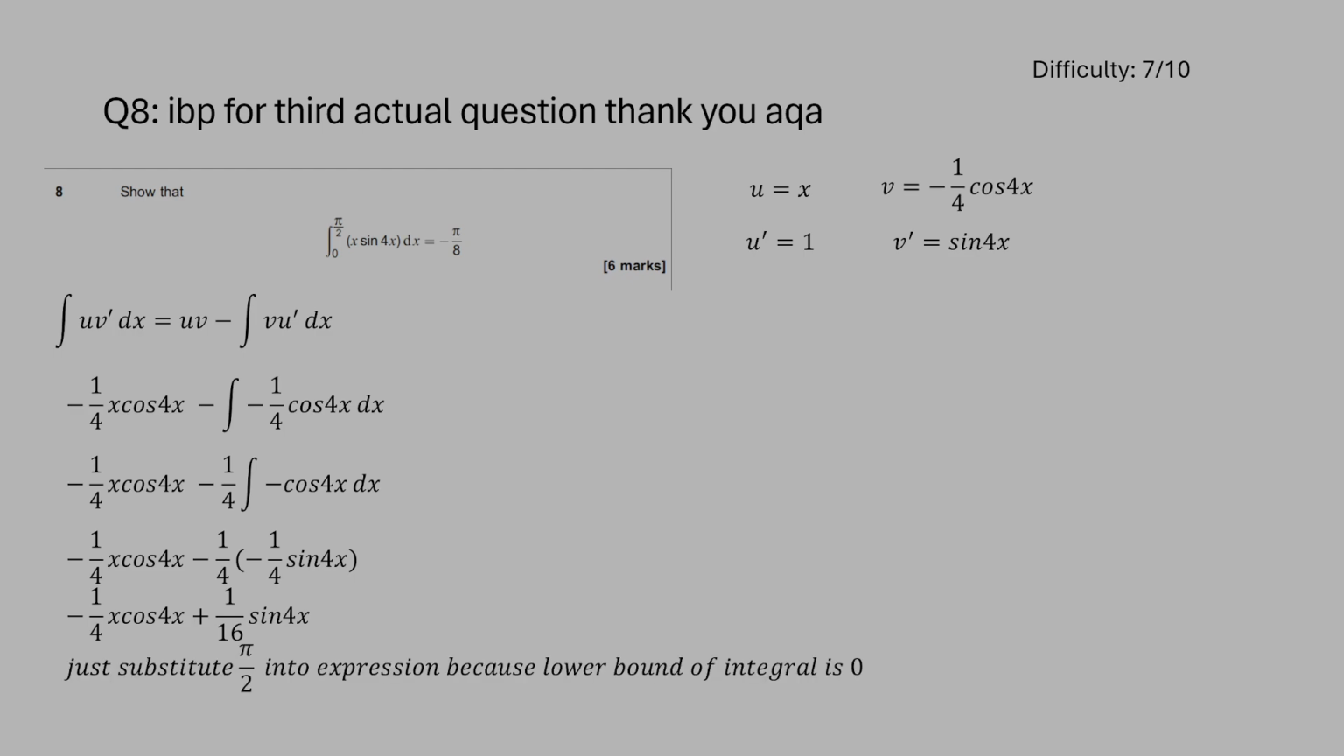But we need to substitute pi/2 in because there are bounds on the integral, but we know that the lower bound is 0, so we won't have to take away any other areas. Which means it equals -pi/8 when you substitute it in with your calculator.